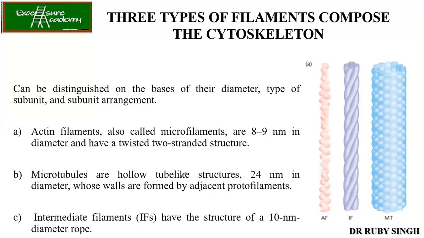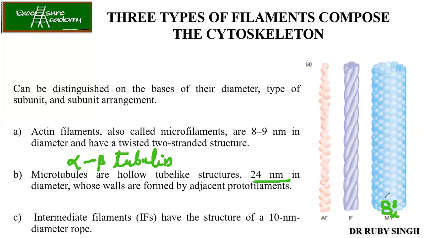They are hollow tube-like structures having 24 nanometer diameter, and they are formed by the adjacent protofilaments. So what does it mean? It means that there are tubulin monomers. So microtubules are made up of alpha and beta tubulin. Okay, so these are the monomers, and they are made up of alpha and beta.